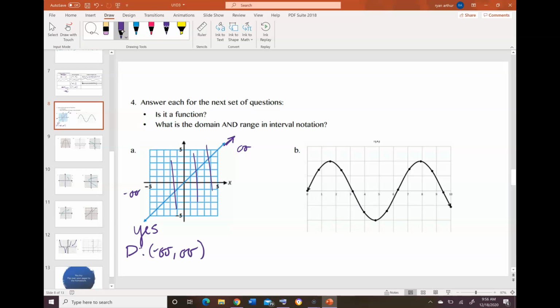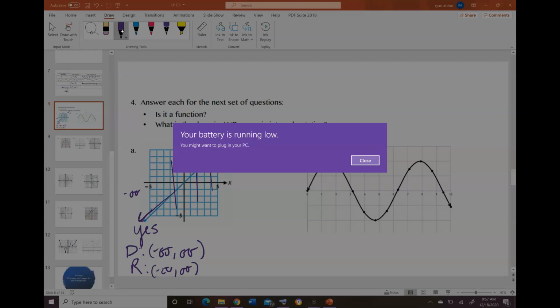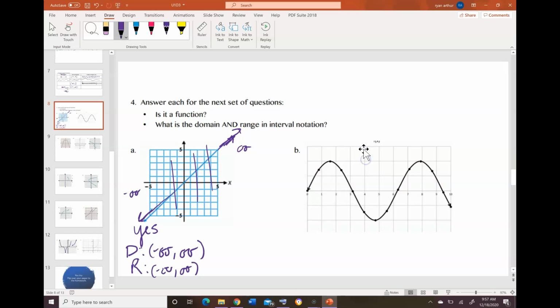Okay? The range is how low does it go to how high does it go? Well, this graph is going to keep going low, right? And if it keeps going low, it's going to be negative infinity. And this one's going to keep getting higher and higher, which is positive infinity. And that's your answer, okay? Don't doubt me. All right, so now let's do the next one.